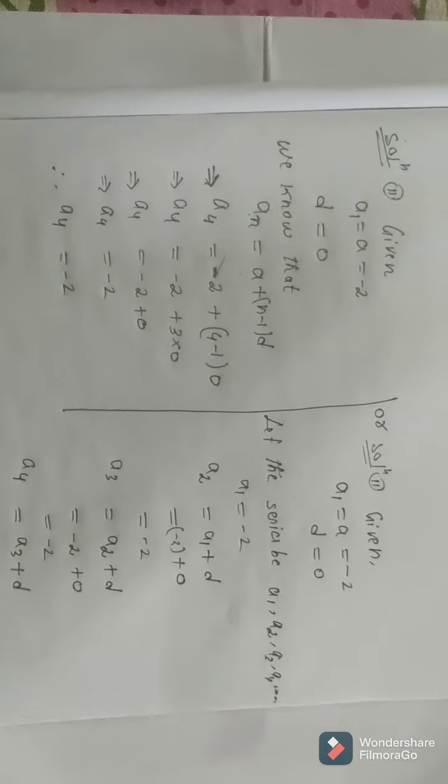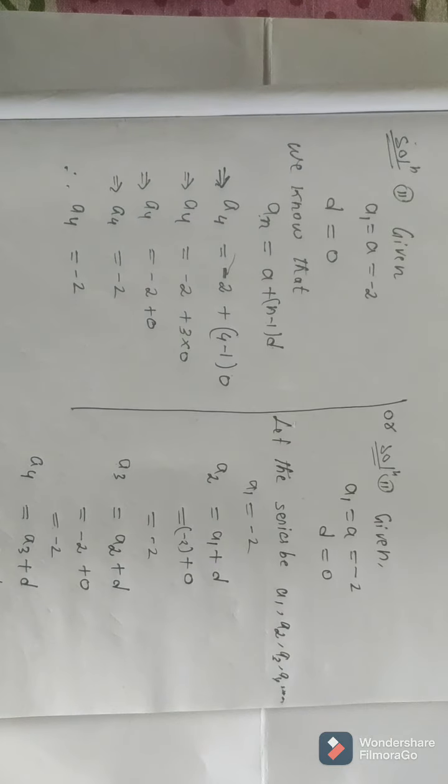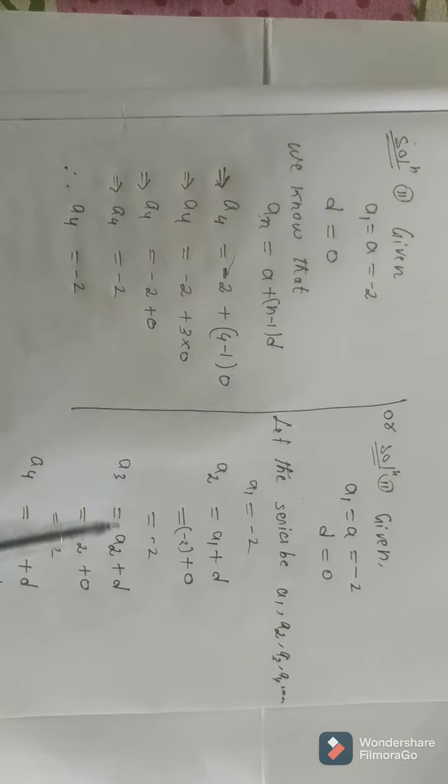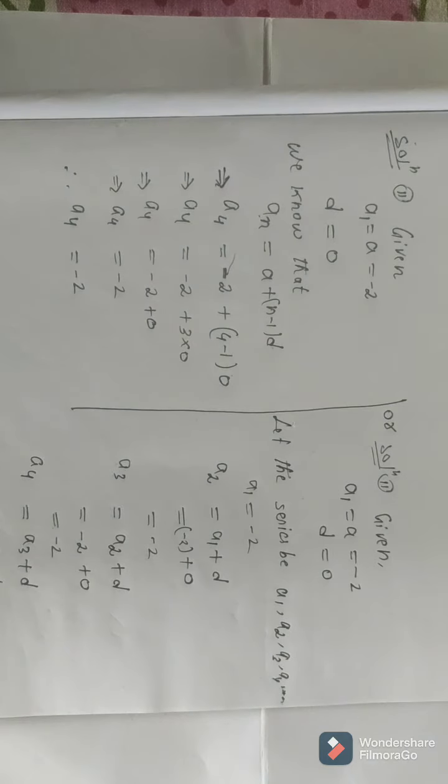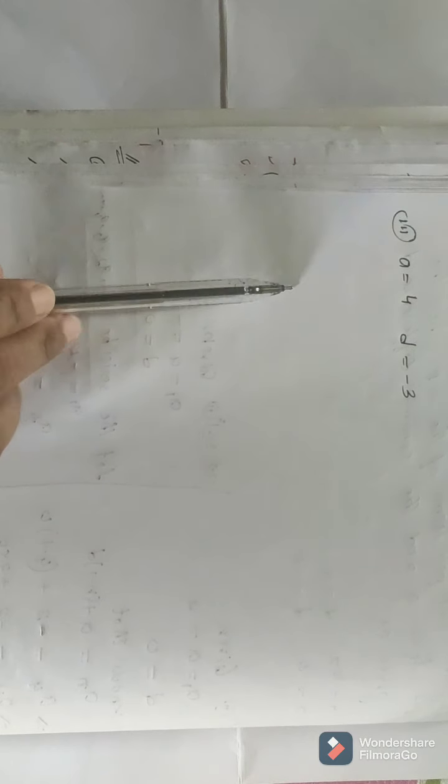You can apply any other method, either this or this. Now next, we are going to solve Roman number 3. Here is the solution. Given A equal to 4, D equal to -3.